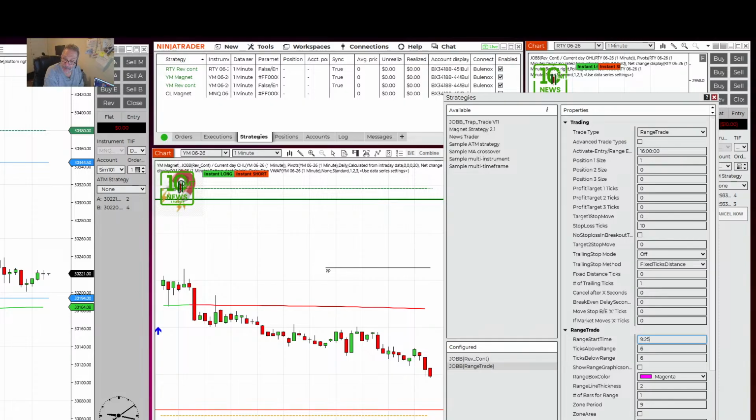9:25. Sorry, it's a 5-minute range. 9:25:00, 6 ticks above the range, 6 ticks below the range. Show the graphics on chart. We're going to end the range at 9:30:00.